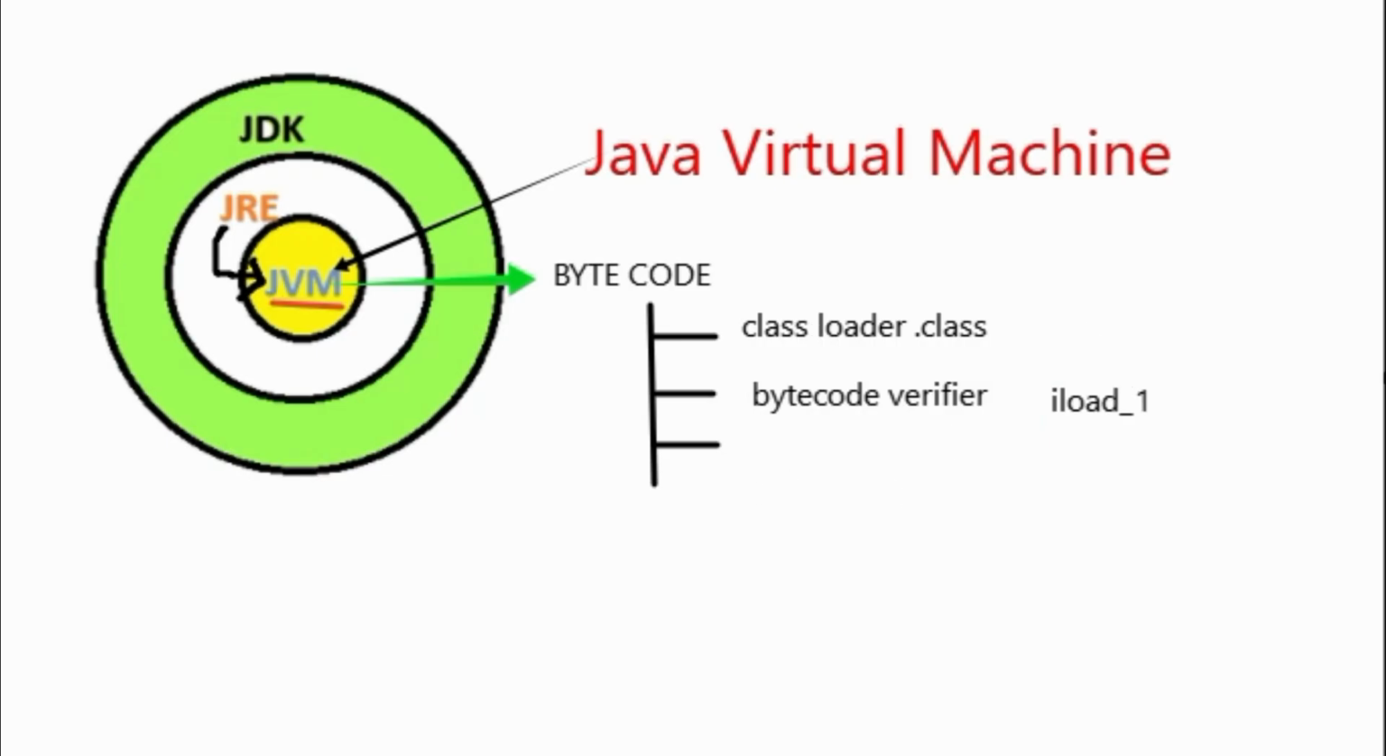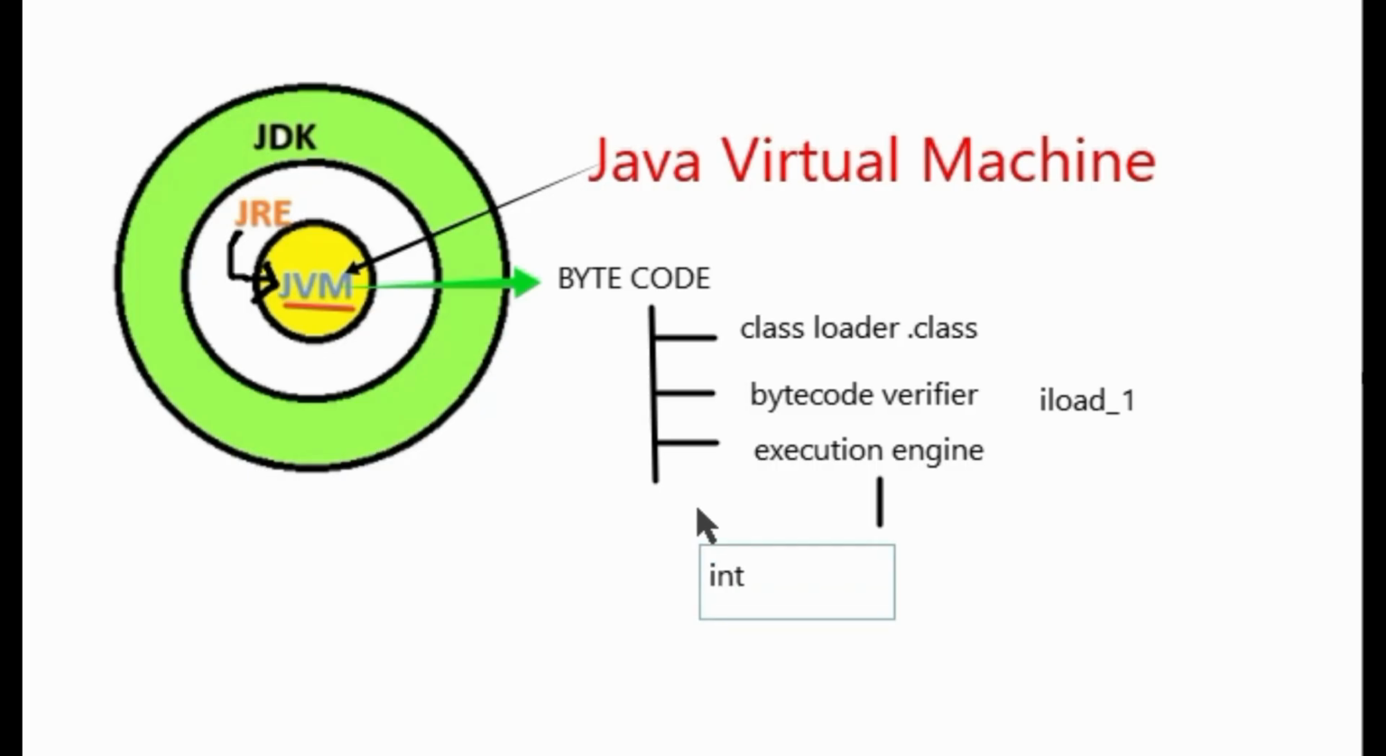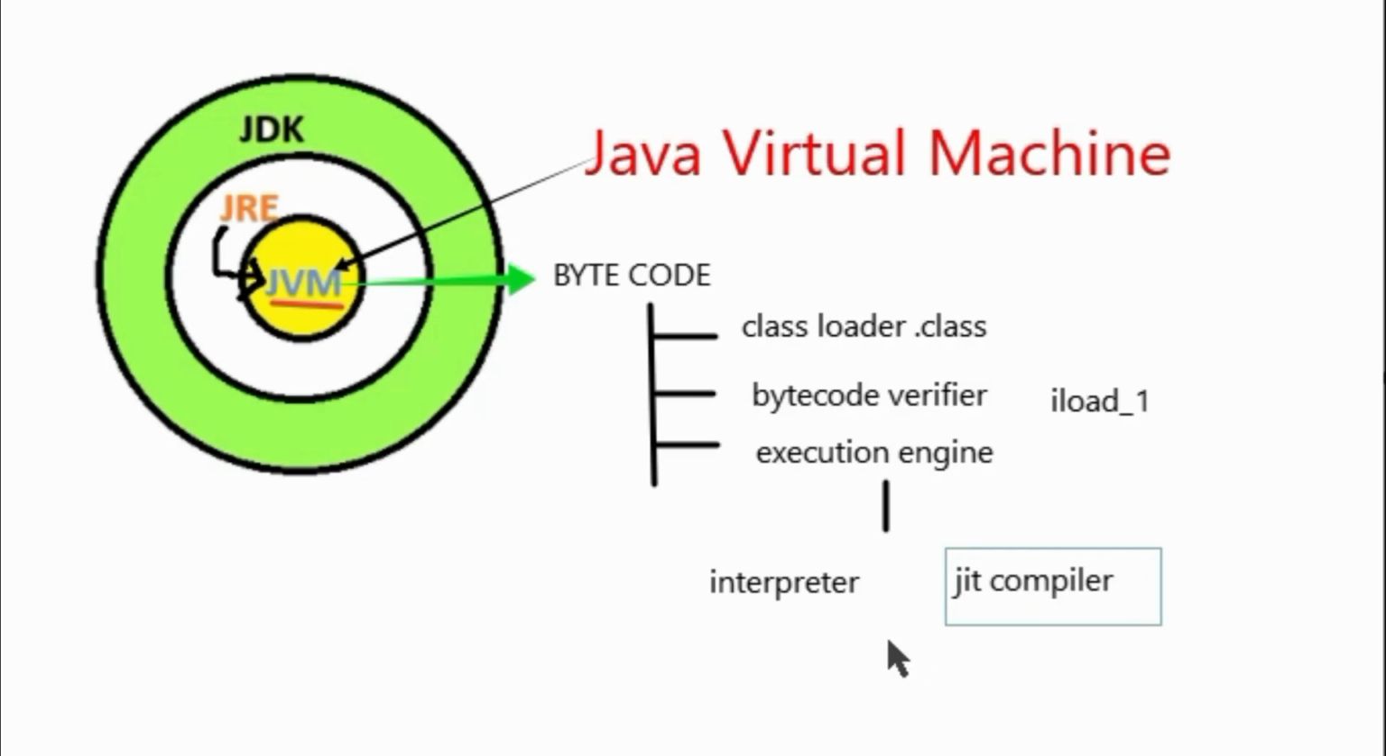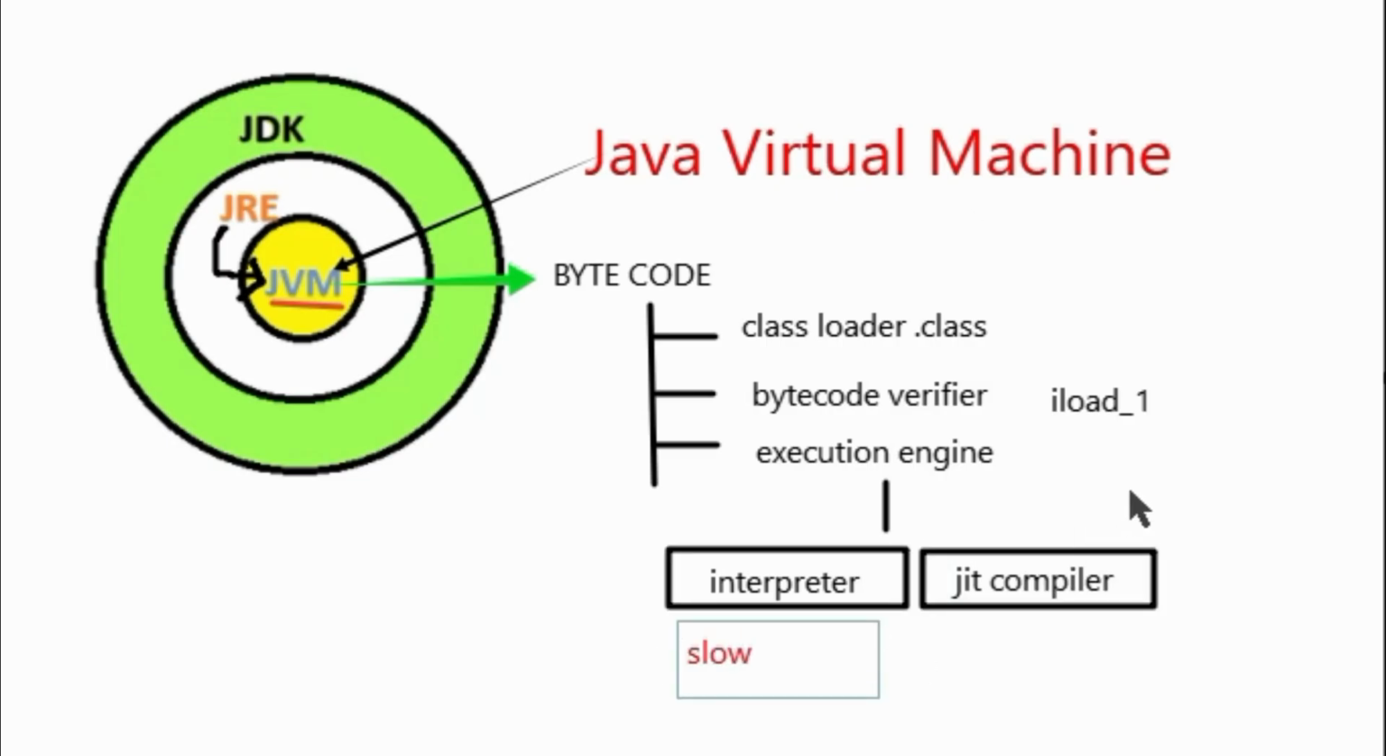Third, execution engine. This is where code actually runs. Inside execution engine, you have two things: the interpreter and the JIT compiler. Interpreter starts first, reads bytecode line by line, slow but works immediately. JIT watches, finds hot methods, compiles them to native code. So JVM is the boss. It contains everything needed to execute. That's JVM. Interpreter starts, JIT optimizes, CPU runs the native code.